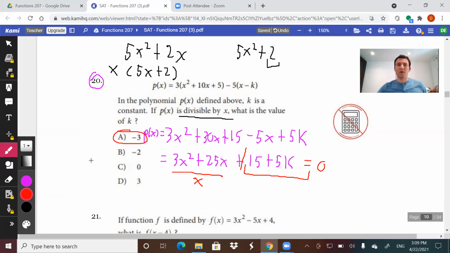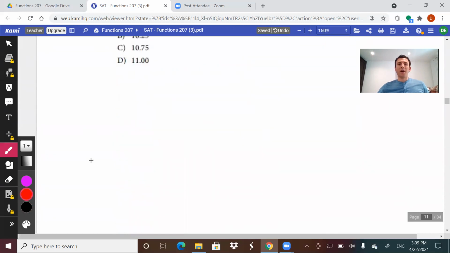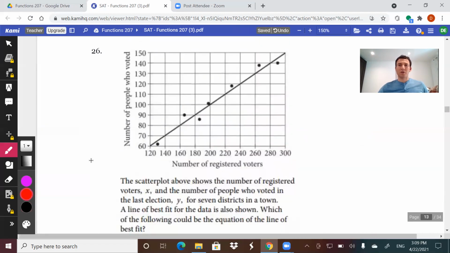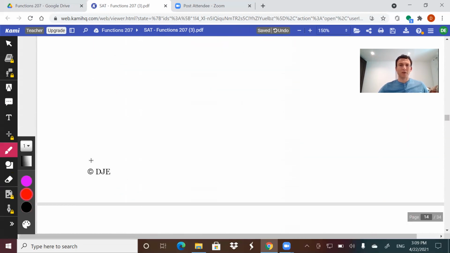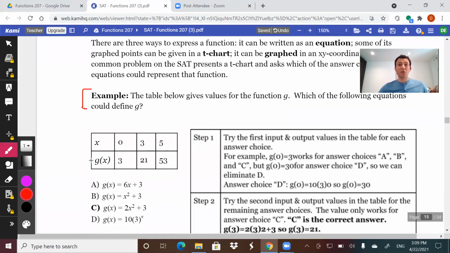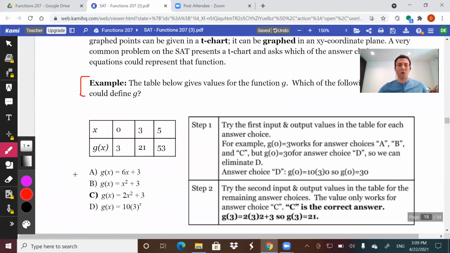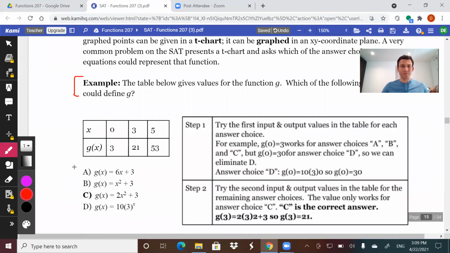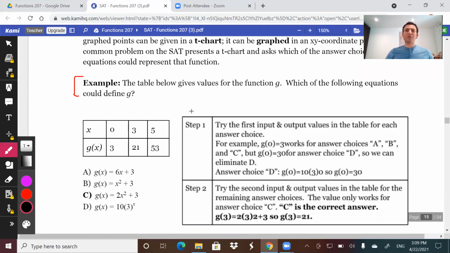Okay. So let's go on to section 2 of 3 sections. And I promise that these other ones will be a little bit shorter. So another big part is they'll present you with the table for a function, and they'll want you to figure out what function actually works with the table. So let's look at this example problem here. The table below gives values for the g function. Which of the following equations could define g?